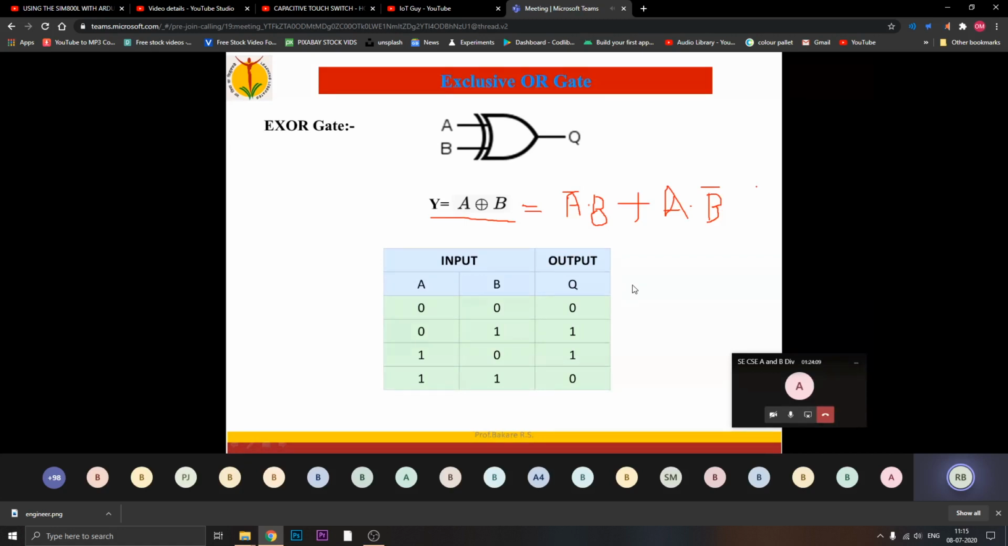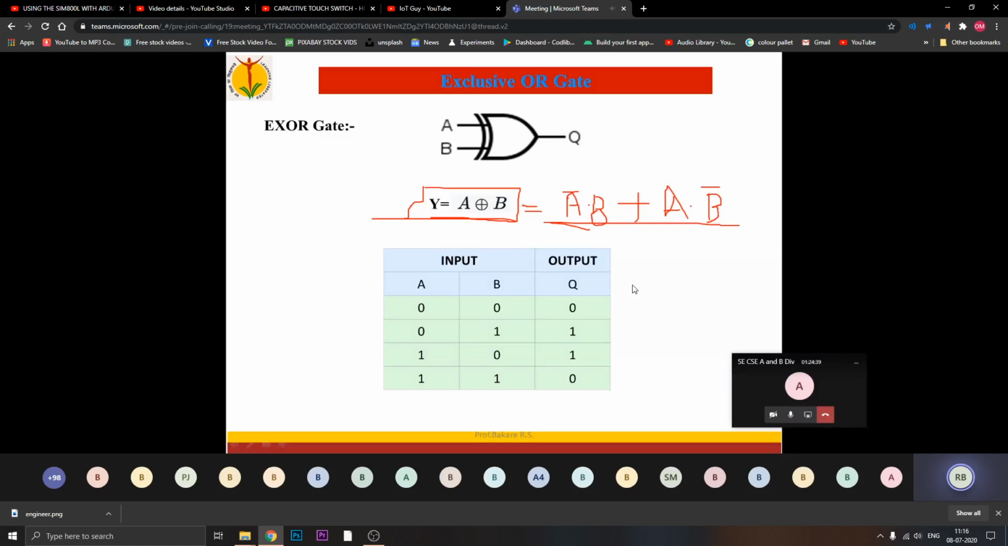Y equal to A XOR with B. This is the symbolic representation of the XOR gate, its Boolean equation. But this is the expanded form of the Boolean equation: A bar into B plus A into B bar. I hope all of you have written this Boolean equation.